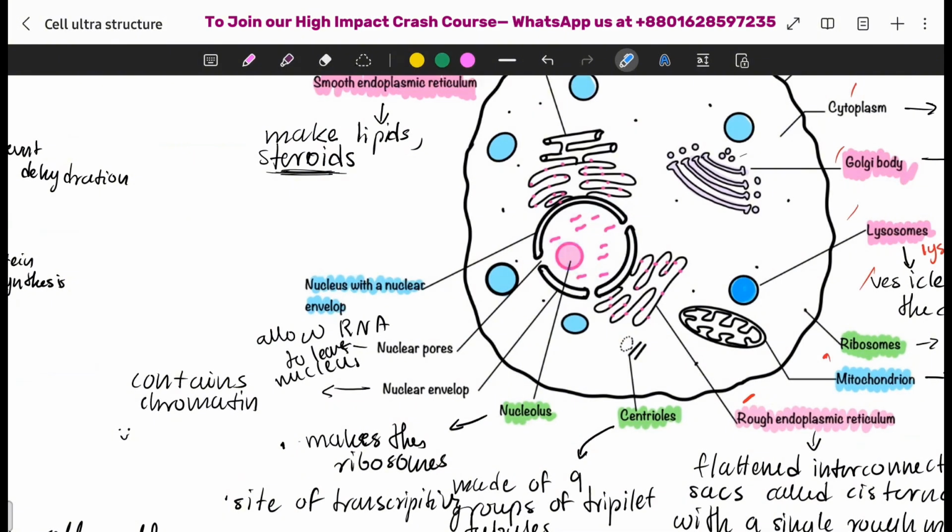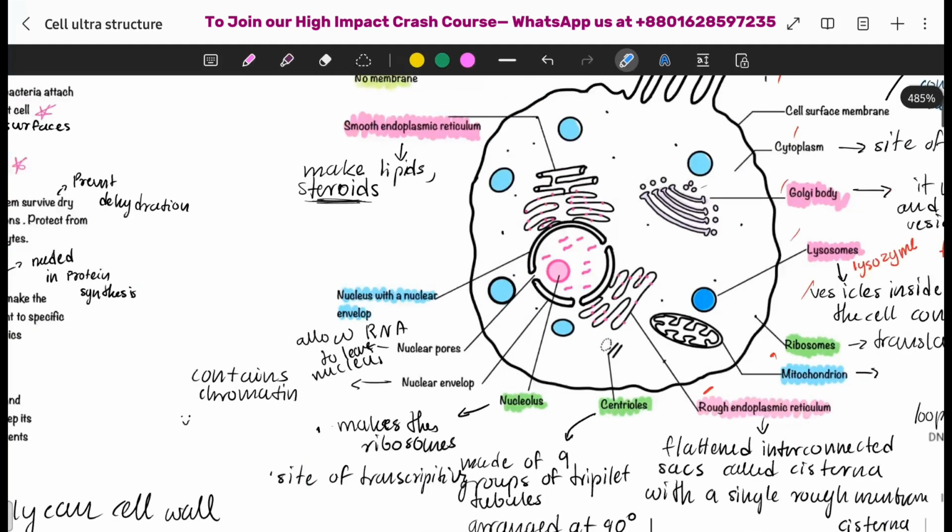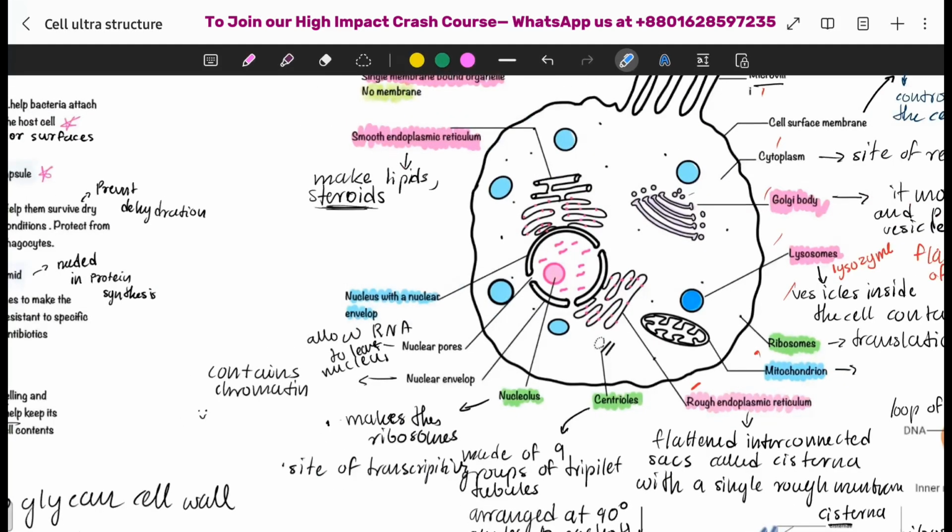And the nuclear pore, one more thing I forgot to mention, its function is that it allows the RNA to leave the nucleus. After RNA is made here, for translation it has to go out, right? So the RNA, after it's been made in transcription, will leave and go to the cytoplasm where there's a ribosome and all, so yeah.